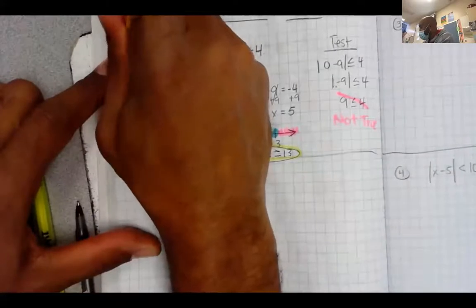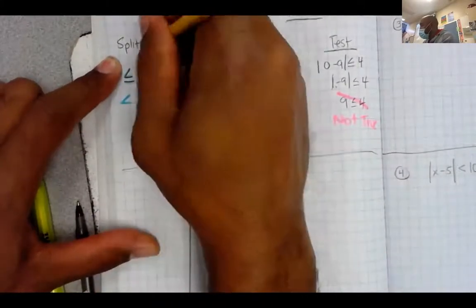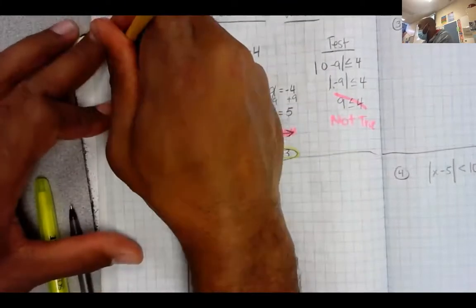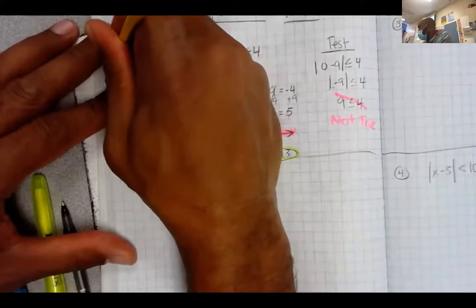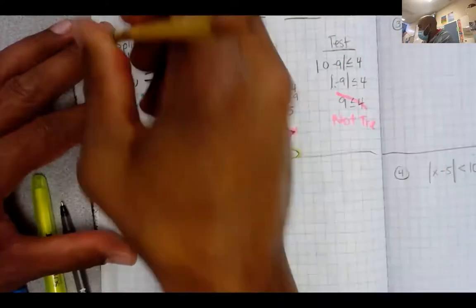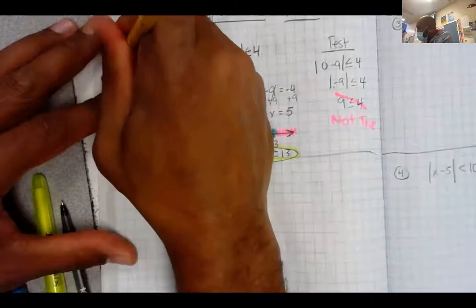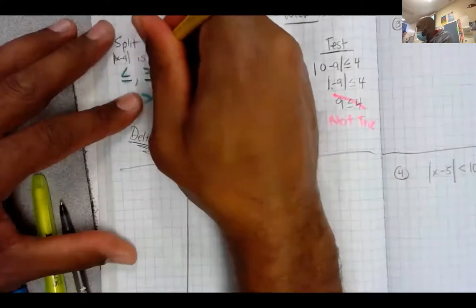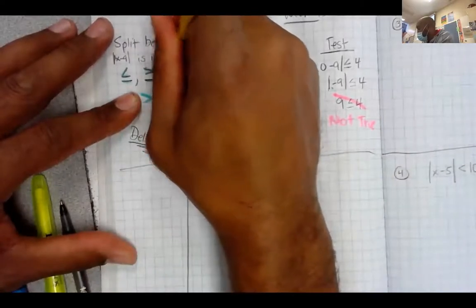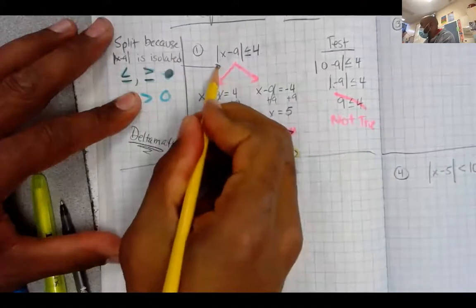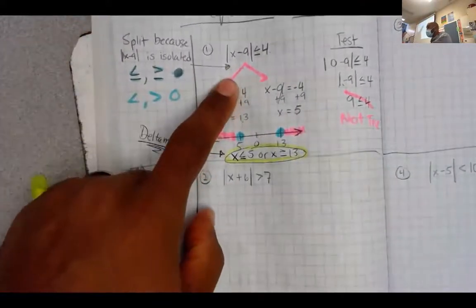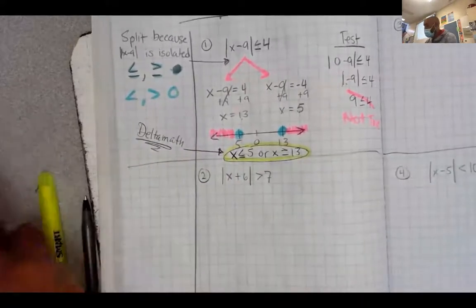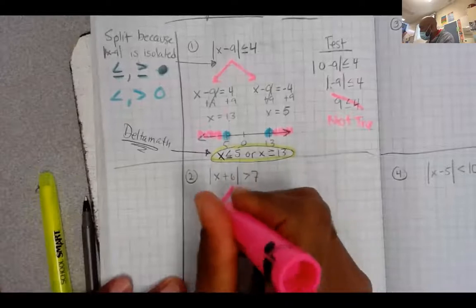Split. Okay, we split here because, trying to write this as simply as possible, because the absolute value of x minus 9 is isolated. So right there. Again, the reason we split it, we didn't have to do anything else, was because that's by itself. And again, the same thing is here, right? This is isolated, so we're going to split right now into 2.